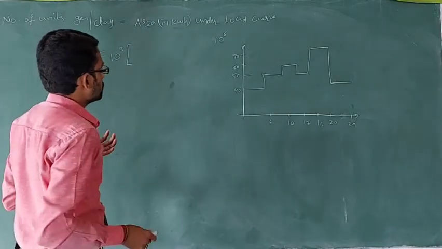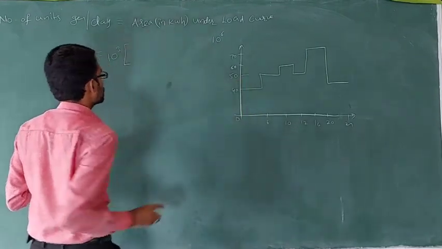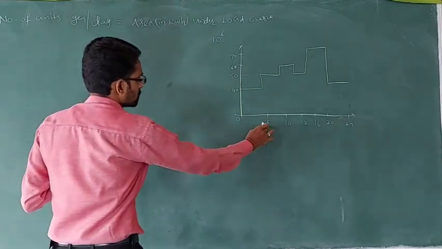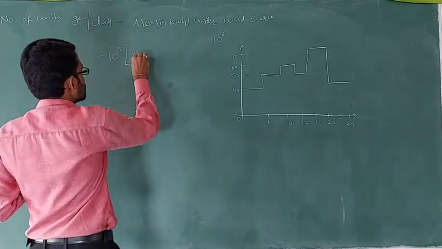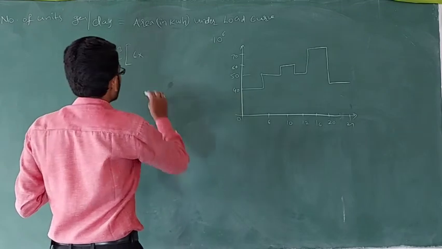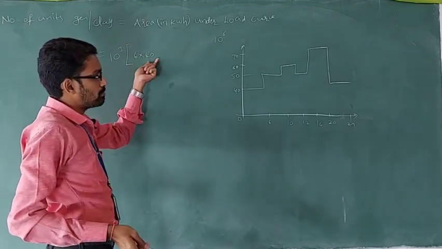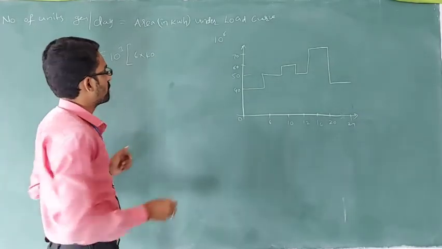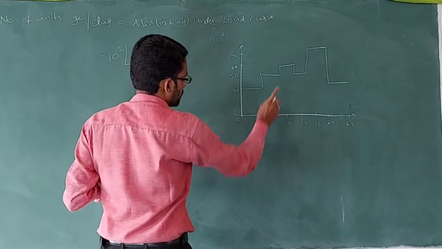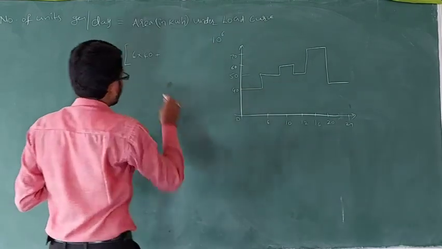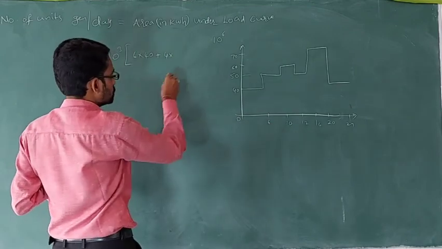According to that, between 0 and 6 the load is 40 megawatts. 6 minus 0 is 6, so 6 times 40 megawatts. Then between 6 and 10 you have 50 megawatts. 10 minus 6 is 4, so 4 into 50, which you have to consider as load.